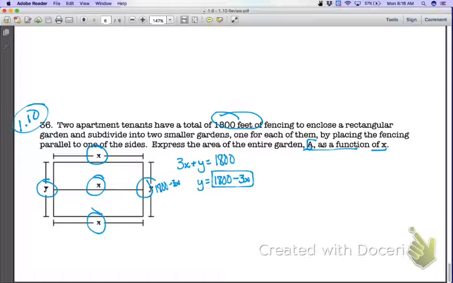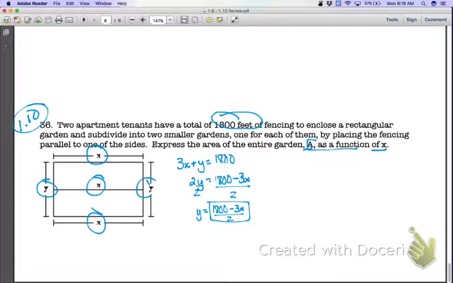Oh, hold on, 2Y, my fault. Forgot there are 2 sides of that fence. So now what do I need to do? Divide by 2. There we go. So Y is equal to 1,800 minus 3X all over 2.